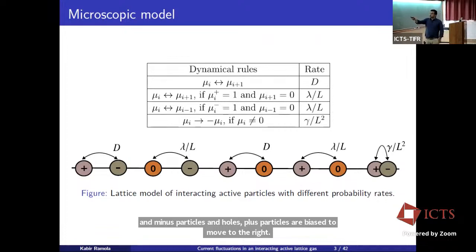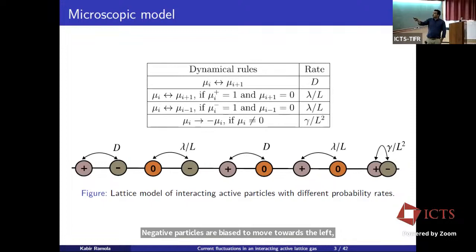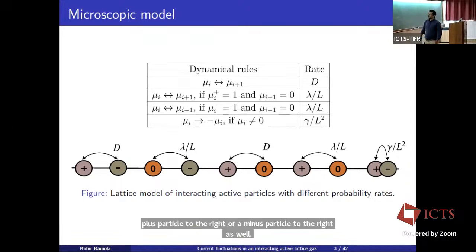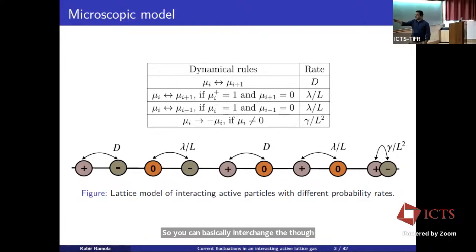And so mu is the occupation number of each site. So mu_i and mu_{i+1} can exchange with some diffusive rate. This diffusive rate allows you to move a plus particle to the right or a minus particle to the right as well. So you can basically interchange the particle indices of nearest neighbors. Similarly, you can have a bias rate, lambda, which is scaled by the system size. So it's weakly biased, where plus particles can be biased to the right with this weak rate. Minus particles can be biased to the left.